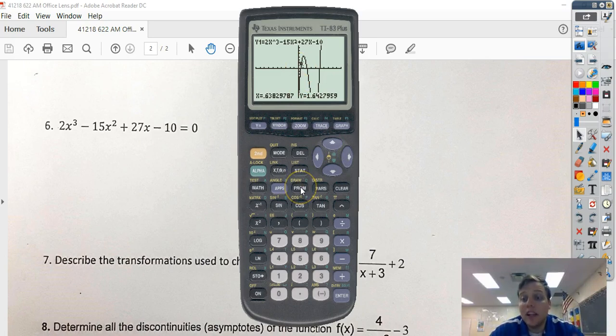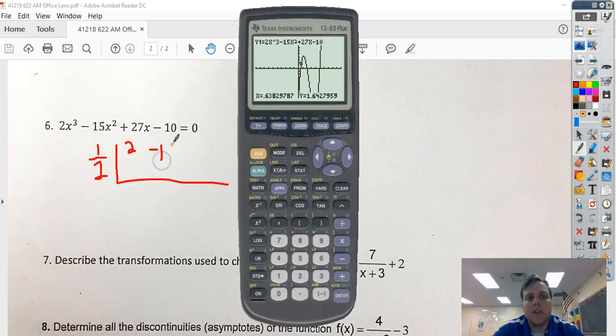But you know what we can do? We can check that through synthetic division. Alright? Because I'm not entirely sure, it could be something like 0.6. It's not necessarily 0.5. So what we're going to do is say 1/2, and I'm going to draw my upside down synthetic division box, 2, -15, 27, -10. Now, there's also a calculator function you could use, but I kind of want to make sure we get a little synthetic division practice. Okay, down your 2.